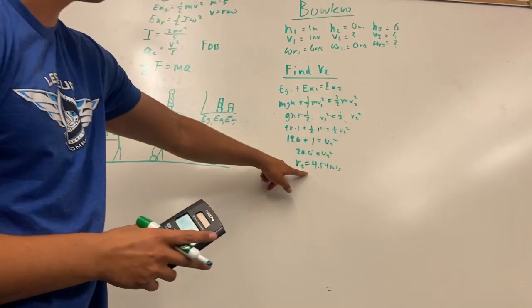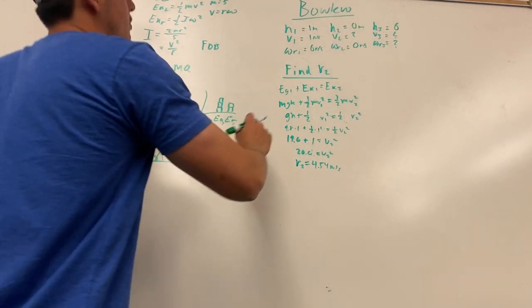And we get 4.54 meters per second for V2. Let's go ahead and write that up here.